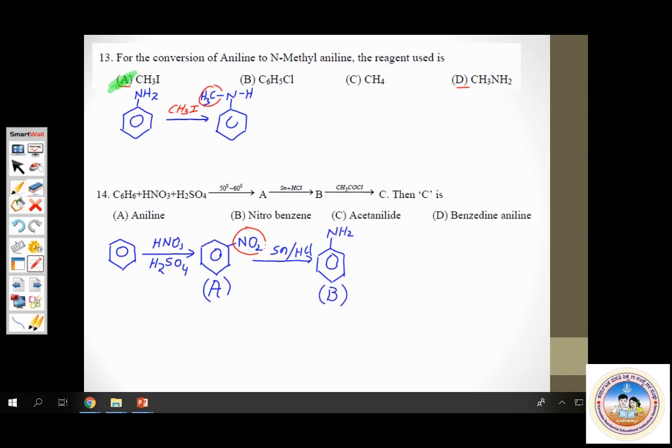Now what is done to B? B is further treated with CH3COCl, acylation. One of the hydrogens of NH2 will be replaced by the CH3CO group. That's acylation. The hydrogen's place will have the CH3CO acyl group. See what product you get? Benzene ring, and then you have NH attached to COCH3. Yes, this is the very popular compound called acetanilide.